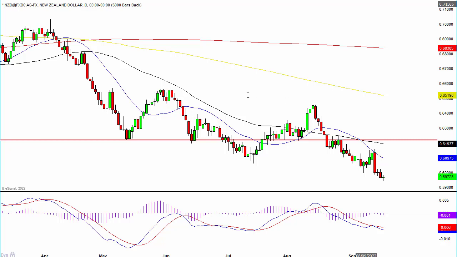Okay. So what I do is top-down analysis first of all. I'm looking at higher time frame analysis, depending on whatever the time frame of reference is. So in this example, I've started off on a monthly and taken it down to a daily.